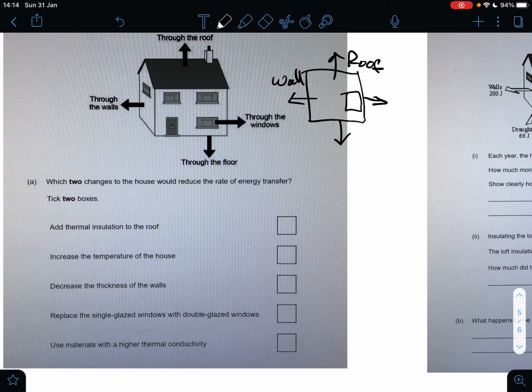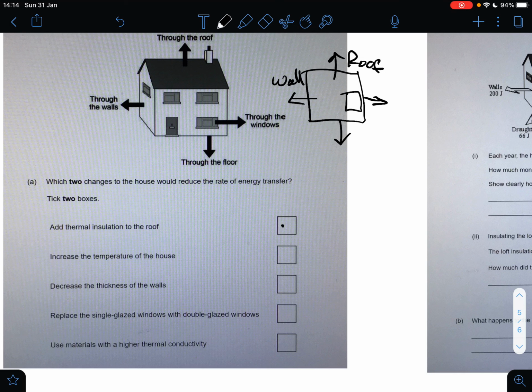Which two changes to the house would reduce the rate of energy transfer? So which two things would trap the air better? Adding thermal insulation to the roof, increasing the temperature of the house, decrease the thickness of the walls, replace the single glazed windows with double glazed, or use materials with a higher thermal conductivity. We'll talk about that last one in a minute. It's not the answer. Okay, so press pause. Write down the two that you think will make it more warm by holding the heat in.